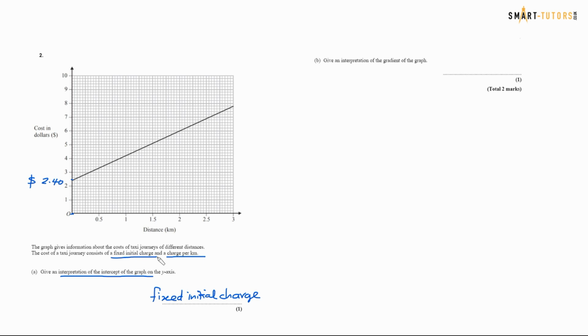Second part, give an interpretation of the gradient of the graph. So the gradient gives charge per kilometer. They are not asking us to find the gradient. They are asking what the gradient means: charge per kilometer. If they asked us to find the gradient, then we would need to draw a right angle triangle and find the y distance divided by the x distance. But that is not the question.